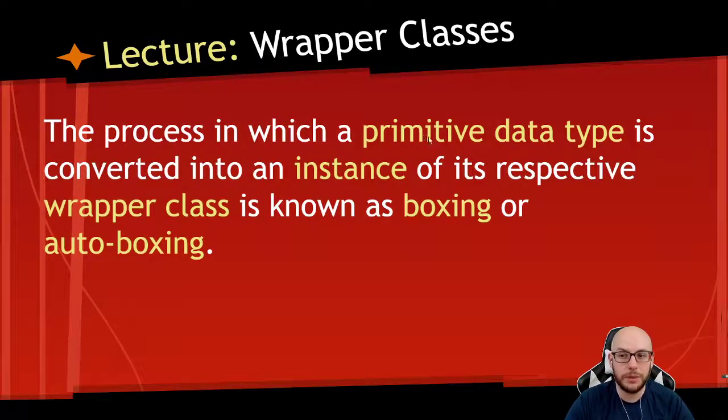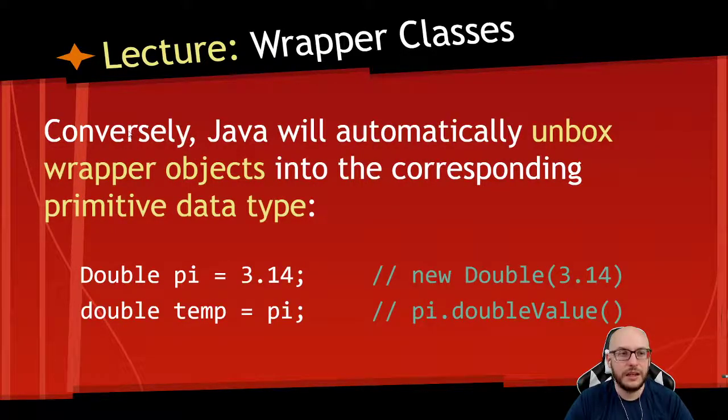The process in which a primitive data type is converted into an instance of its respective wrapper class is known as boxing or auto-boxing. Now, I have a bit of a rant here. These classes, they're called wrapper classes. Why isn't this called wrapping or auto-wrapping? Or vice versa. These could be called boxer classes, if you're going to call this boxing and auto-boxing. Whatever. Conversely, Java will automatically unbox wrapper objects into the corresponding primitive data type.